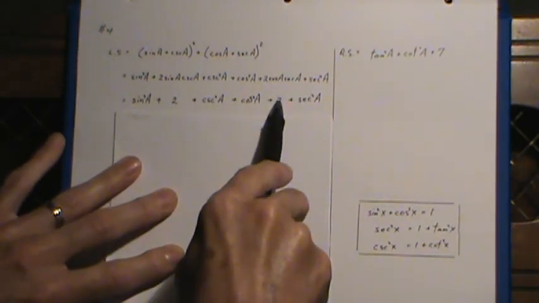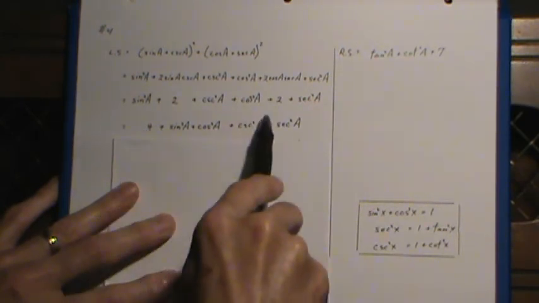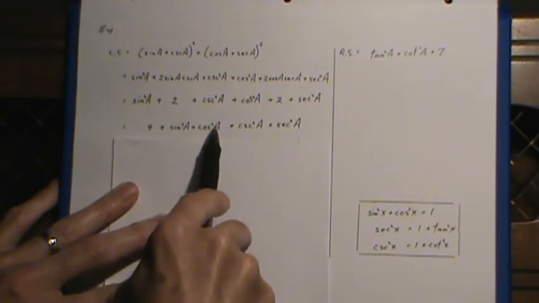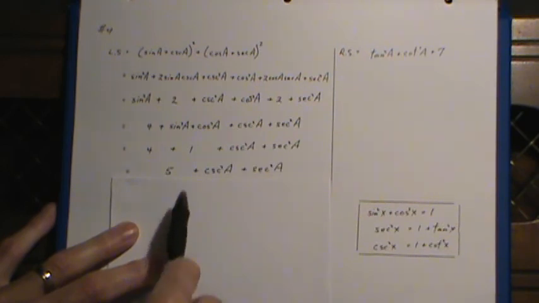So I'm going to add the two 2's together. That's where I got the 4. I'm going to move that cos squared over here with the sine squared, because once again sine squared plus cos squared is another 1. I can add those together and I've got this.